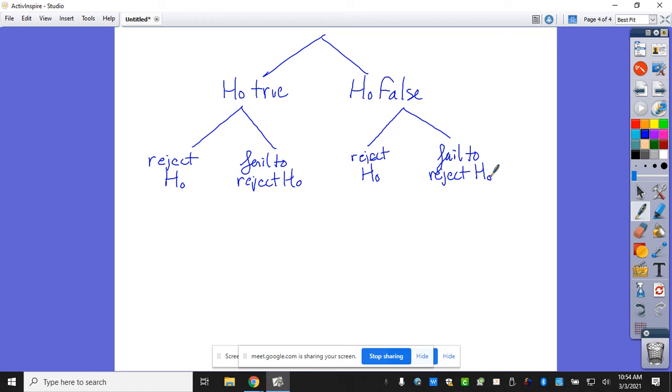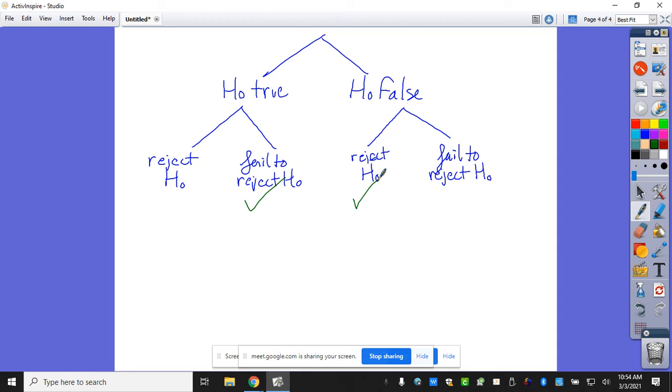All right, now, if our null hypothesis were true, again, I probably will never know if it was or wasn't, but if it was true, what should I have done? Fail to reject it. I don't want to say it's wrong if it wasn't. So that path would have been I did the correct thing. If our null hypothesis is false, what should I have done? Reject it. So those are the paths where I did the right thing.